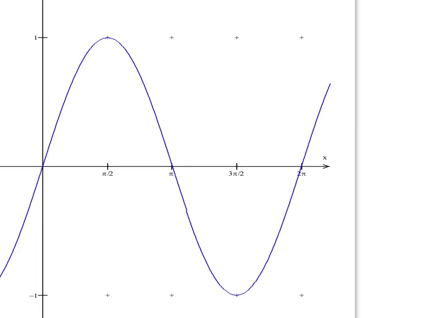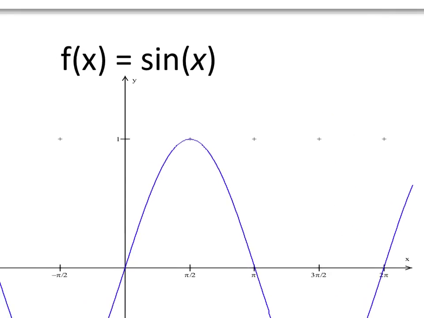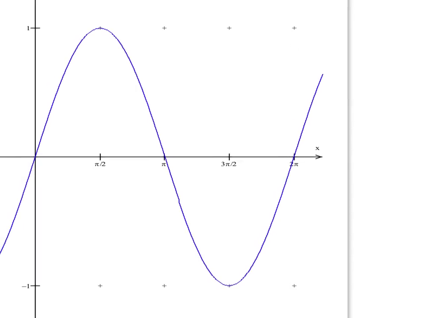Other trig functions that you need to be able to do in your head usually involve the sine curve. If you notice, this is y equals sine of x, or f of x equals sine of x. And as long as you can visualize this, you should be able to come up with, for example, the sine of pi over 2. As long as you can see that, you can see, oh yeah, that's the top of the mountain, so that's got to be 1.